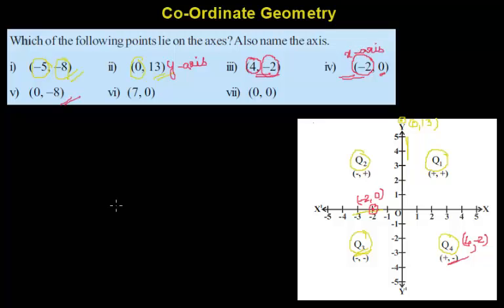Now, let us consider the fifth point. The fifth point is 0, -8. Let us mark this point. That means the abscissa is 0. When the abscissa is 0, it is 0 units away from y-axis. That means it is on this line. Now, let us see the ordinate. The ordinate is negative. That means it is -8 units away from x-axis.